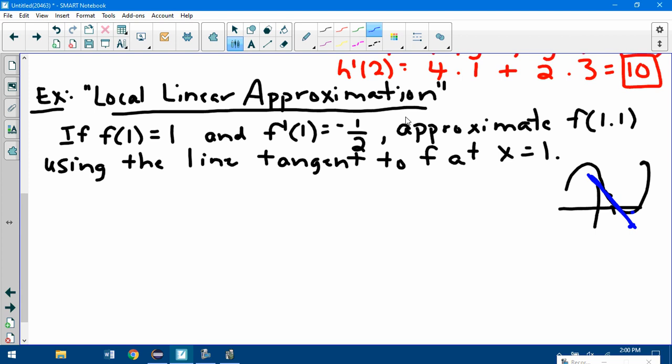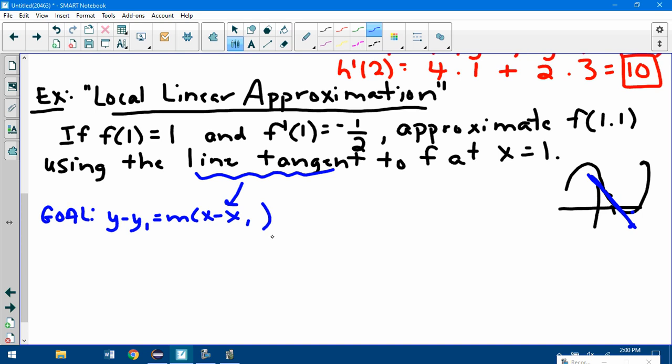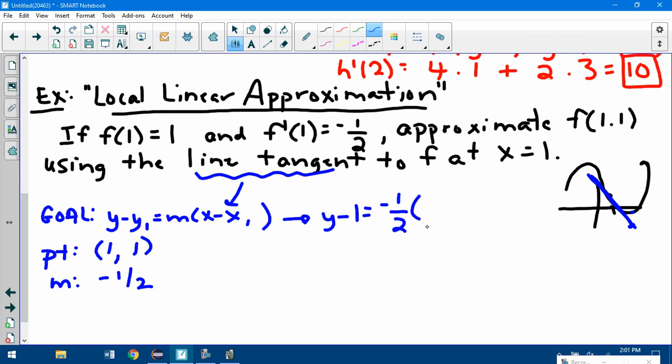Okay. What you need to take away from this is when you see line tangent, immediately you should think, what's your goal? y minus y1 equals m times x minus x1. Need a point and the slope. So I want it specifically at x equals 1. What's my point? Well, x is 1, and they tell you that y is also 1. What's your slope? Well, they told you that too. They told you f prime of 1 is negative 1/2. So slope's negative 1/2. So right away, I've got my tangent line. It's y minus 1 equals negative 1/2 times x minus 1.